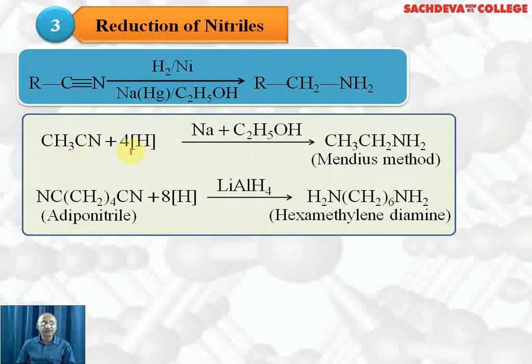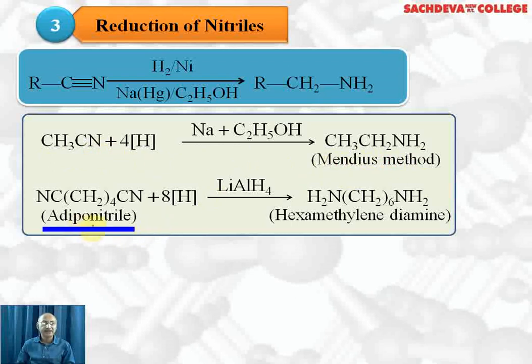CH3CN when reduced with 4 nascent hydrogen, which we have got from sodium and alcohol, this method is called Mendius reduction. 2 hydrogen, this carbon will get changed to CH2, 2 hydrogen, nitrogen will get NH2, we will get CH3CH2NH2, that is ethanamine. So methyl cyanide or ethane nitrile we have changed to ethanamine.